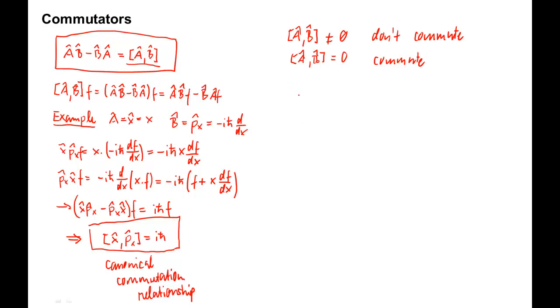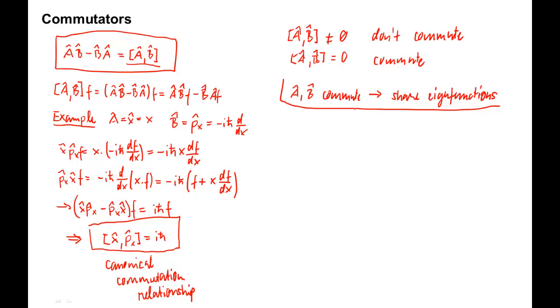Operators that commute have one very important property. They have a common set of eigenfunctions. So if A and B commute, they share the same eigenfunctions. This is easy to see. Let's assume psi is such a common eigenfunction and write down the two eigenvalue equations. So A operating on psi equals eigenvalue a times psi. B operating on psi equals eigenvalue b times psi.